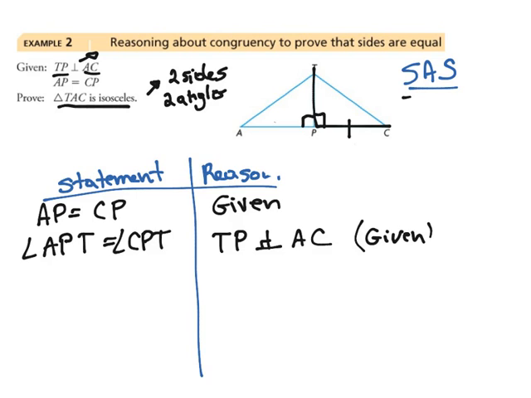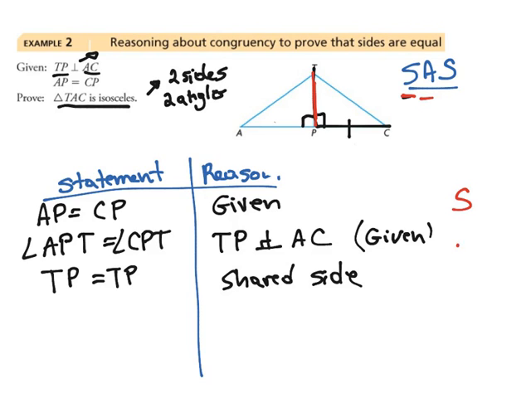The other one that's missing is the common side, TP, and we actually write this down. TP is equal to TP because it's a common or shared side. Now we showed that the first side is a corresponding side, done. The angle is also done because it's given in the question, and the two line segments are perpendicular to each other. And the last side is shared. So we showed that these sides and angles are corresponding.